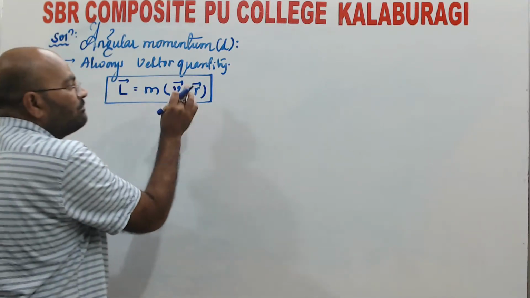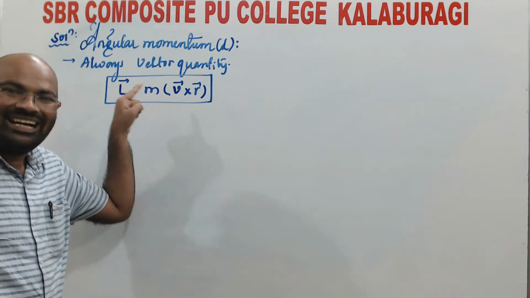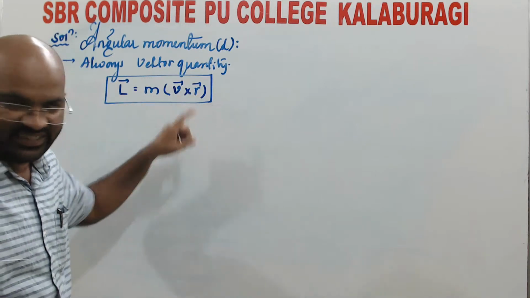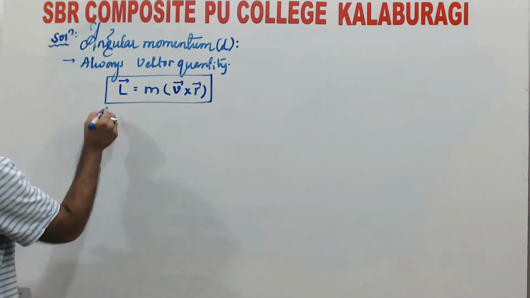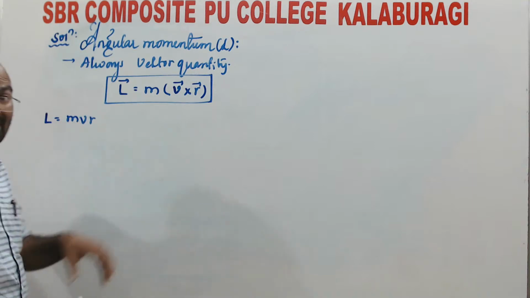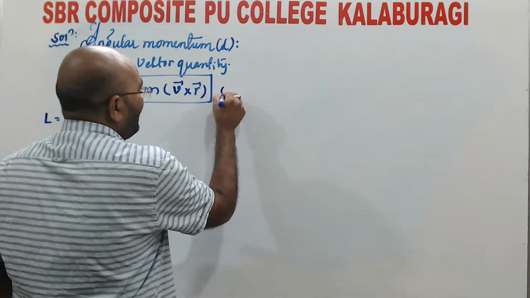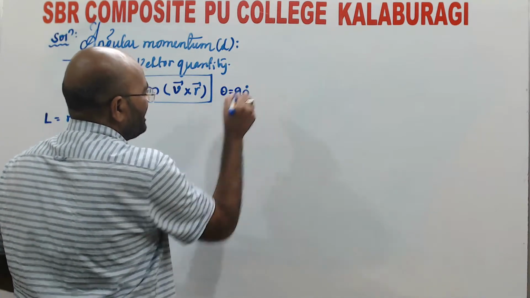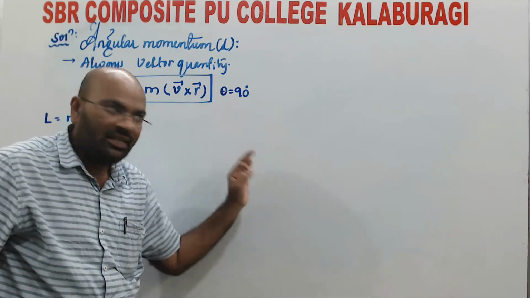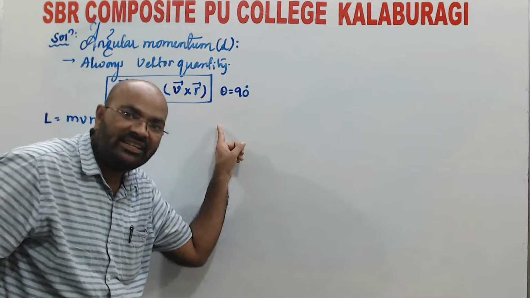L is equal to mvr. m is the mass associated with the body, v is the velocity associated with the moving particle, and r is the corresponding radius. Okay, and now we can write this, L is equal to mvr for maxima. For maxima, the corresponding angle should be 90 degrees. Sin 90 is always maxima. Sin 0 is 0, that's why this whole quantity will become 0. For maxima, theta is equal to 90 degrees.